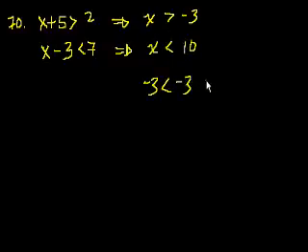I just wrote this the other way around. So x is greater than minus 3 and less than 10. So that's A.